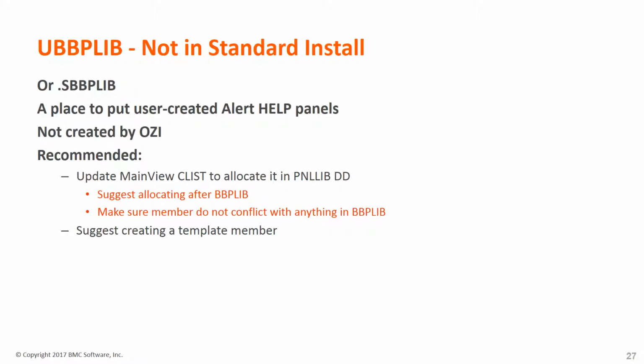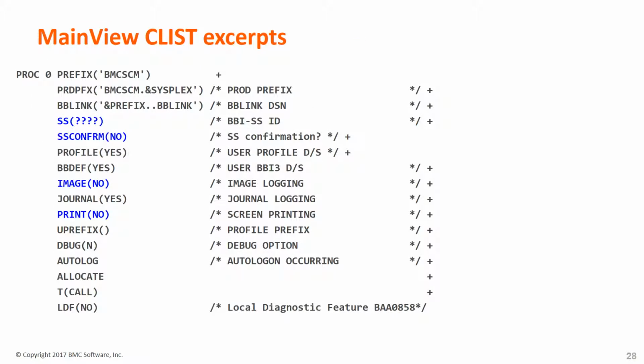Some customers choose to implement a non-standard thing for the panels. They build a UBB lib, and what they can do there is they can put help panels to embed behind their alerts. It's not something we do out of the box, so we want to call it out here. What you would do is modify the MainView CLIST to allocate the library in a PNL lib DD.